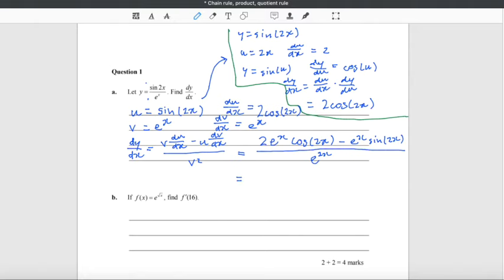Our index laws, remember, say if I have some number a to the power of b, all to the power of c, it's equal to a to the power of b times c. So, is there any way that we can simplify this?